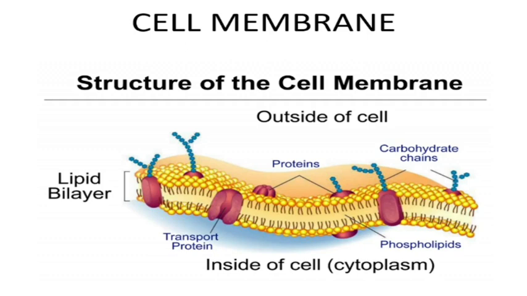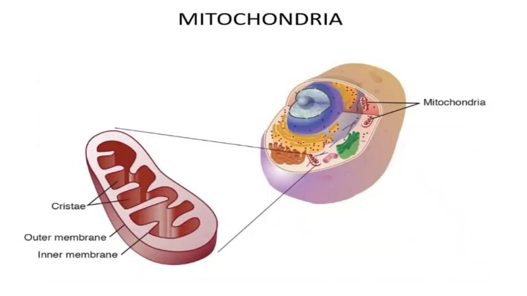The important part is the mitochondria. Mitochondria produce and supply the energy for the cell. Mitochondria are involved in releasing energy from the food. They help in cell respiration. So the mitochondria are called the powerhouse of the cell.